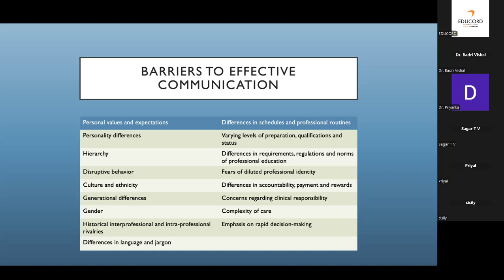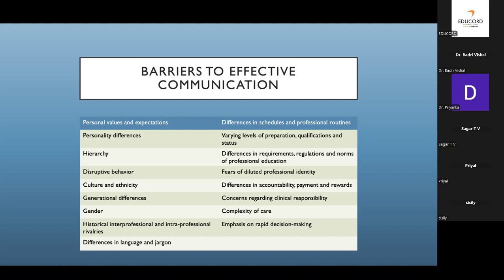Then there can be personality differences, differences in hierarchy, disruptive behaviors, culture and ethnicity, and generational differences. This is quite a big problem that youngsters see in their daily life, if they are working under a very senior doctor or therapist. The most common generational difference is when you talk to your parents and say, you won't understand, this is a different kind of problem you have not been subjected to. The parents might not understand your problems, and you might not understand theirs, because of this generational gap.